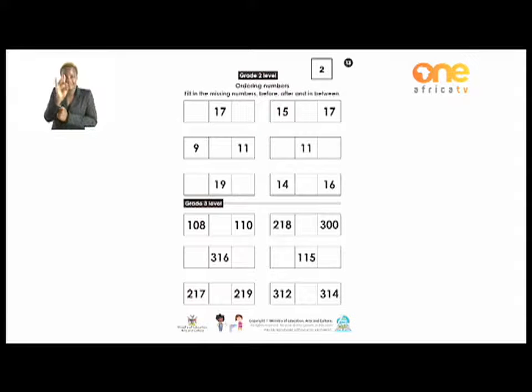So between 108 and 110, what number do we find in the middle? As we are counting, 108, and then we say 109. Very good. So we have 109 in between 108 and 110.